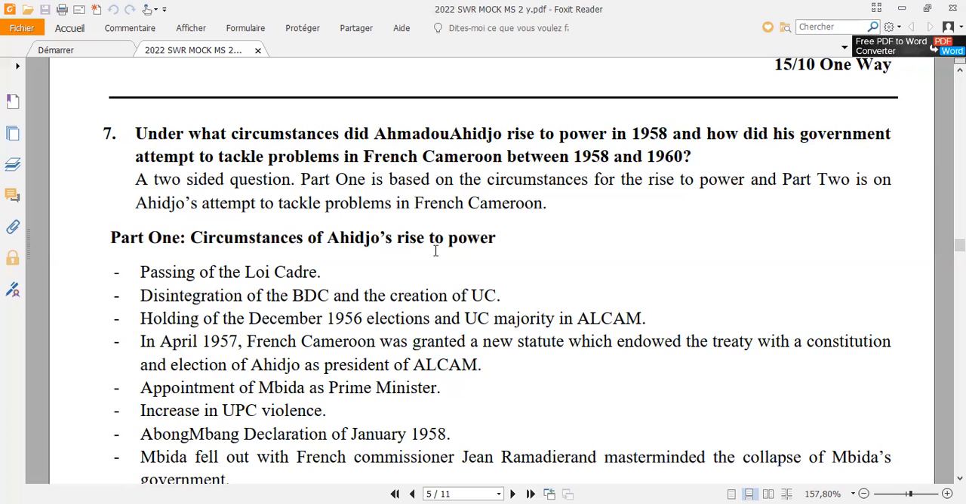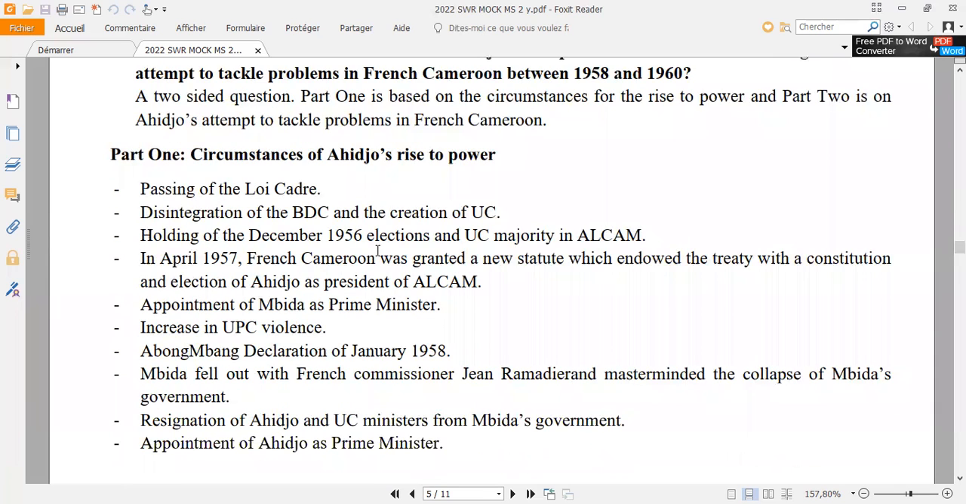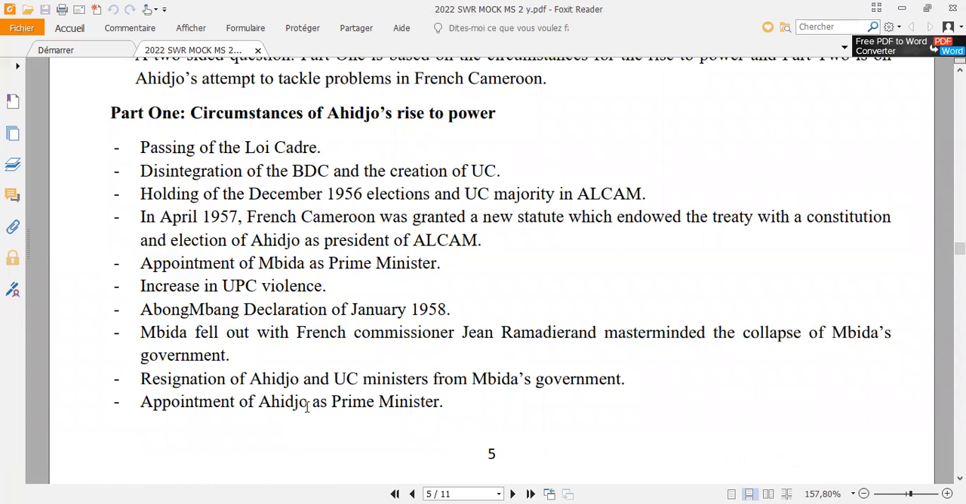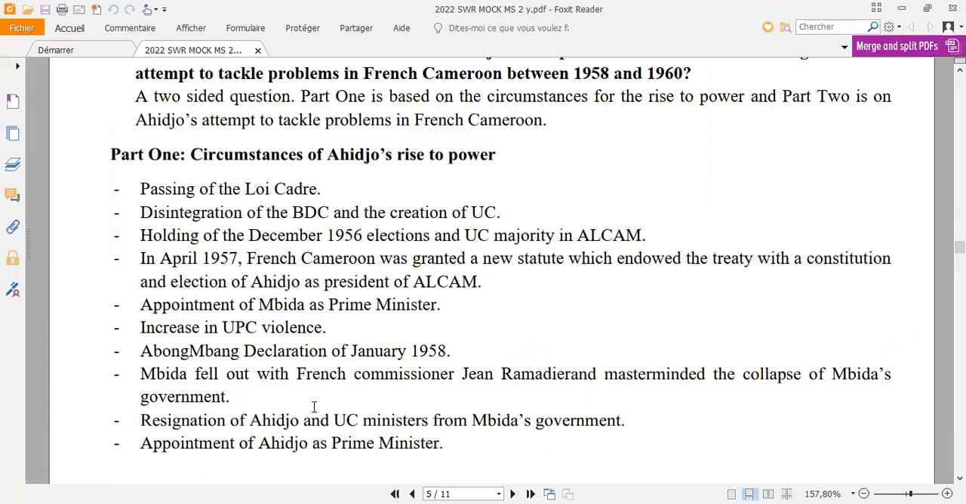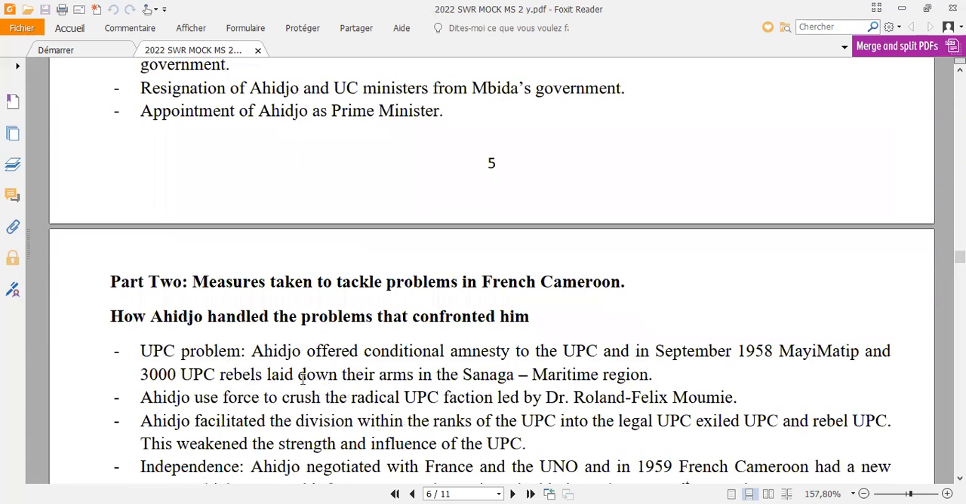Mbida fell out with French Commissioner Jean Ramadier, who masterminded the collapse of the Mbida government. You have the resignation of Ahidjo and UC ministers from the Mbida government, and you have the appointment of Ahidjo as prime minister. So for the first part, you have to give the circumstances that led to the rise of Ahidjo as prime minister. Now, for part two, you are going to give the measures taken by President Ahmadu Ahidjo to tackle the problems that were faced in French Cameroon.